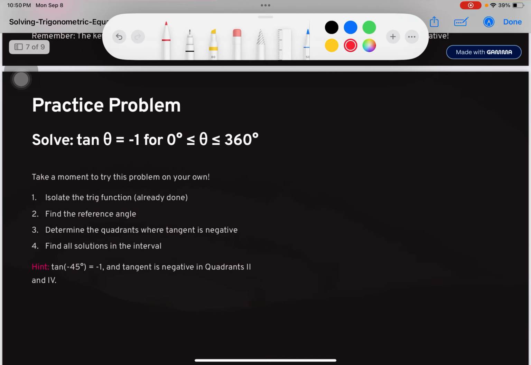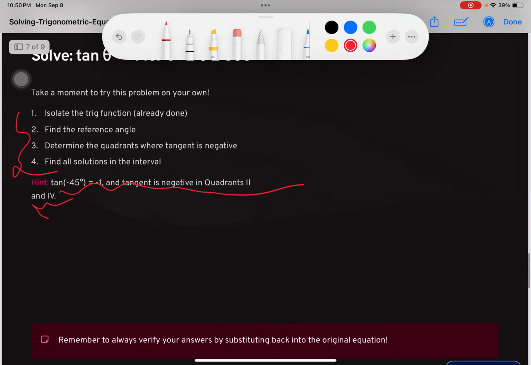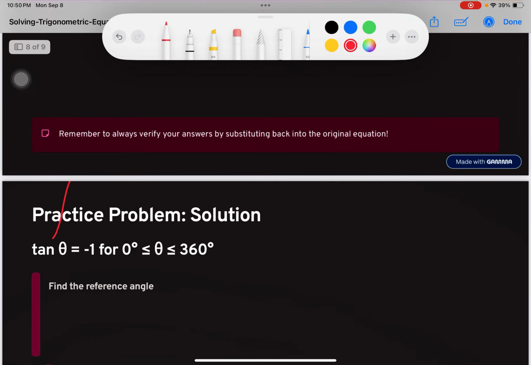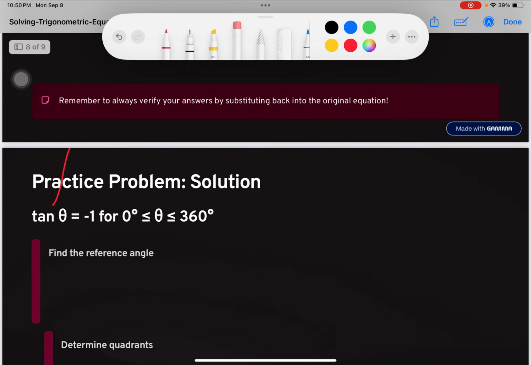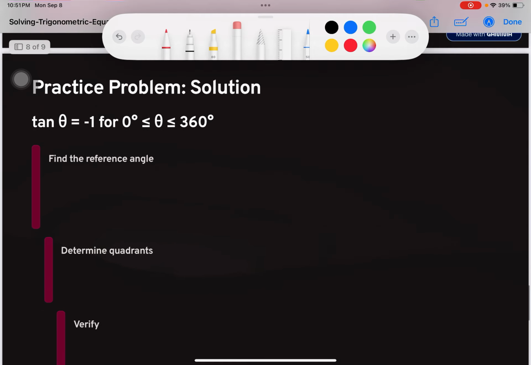Let's do a practice problem. You guys should do this by yourself. I would highly recommend it because we did sine and we did cos, and now I want you to do this one. I gave you a big hint and some quick steps, so you should try it. Pause the video, do it by yourself. Honestly, let me show you how you would do it.